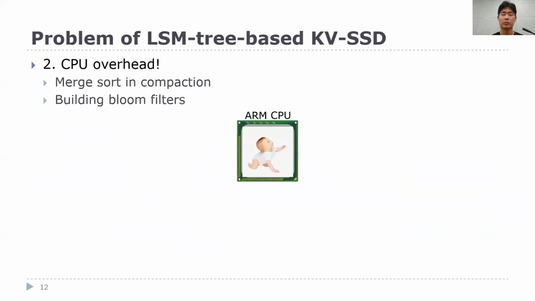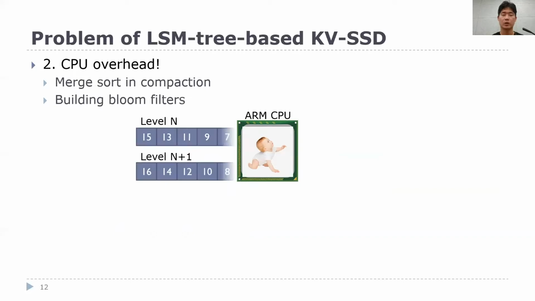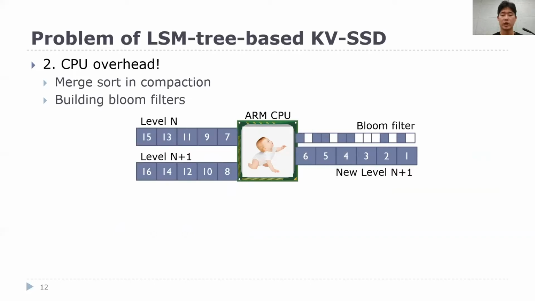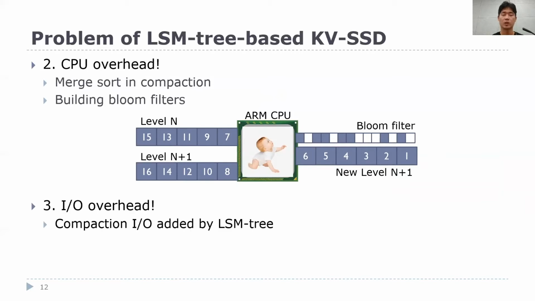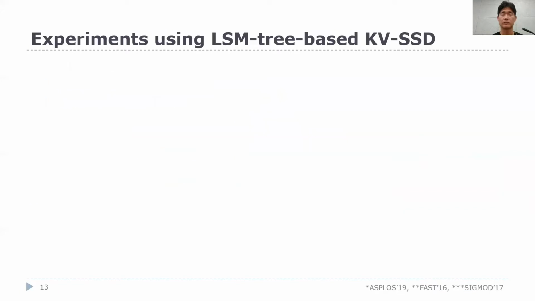The LSM tree performs merge sort during the compaction of two adjacent levels. In this process, a new Bloom filter is also constructed. The SSD's ARM CPU spends a lot of time in sorting during compaction and building the Bloom filters. The last problem is the I/O overhead. Lots of flash accesses occur during a compaction.